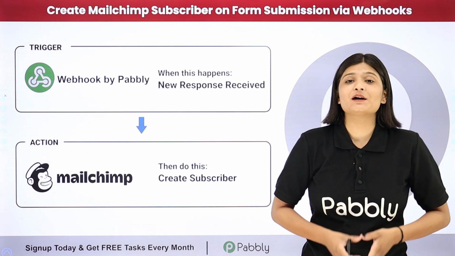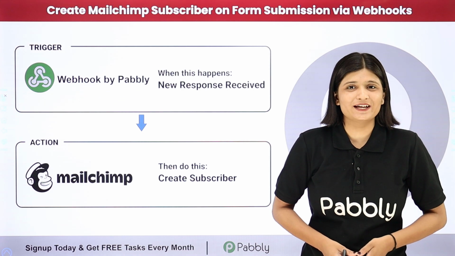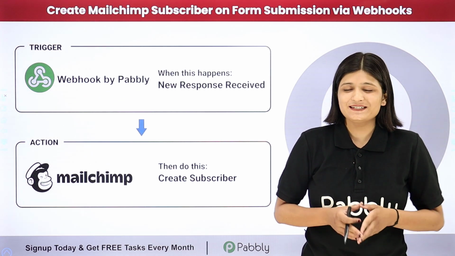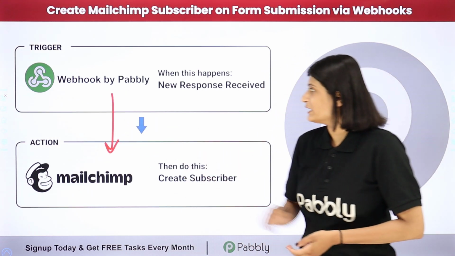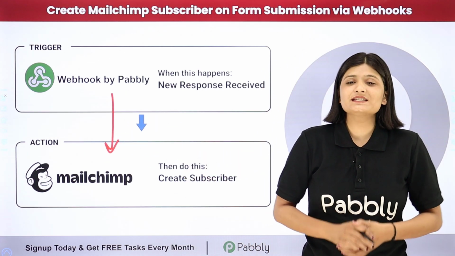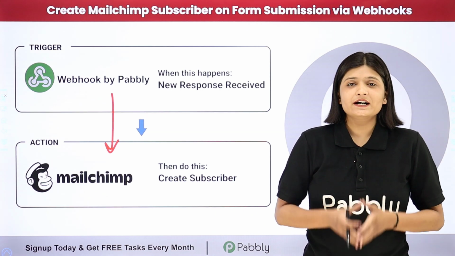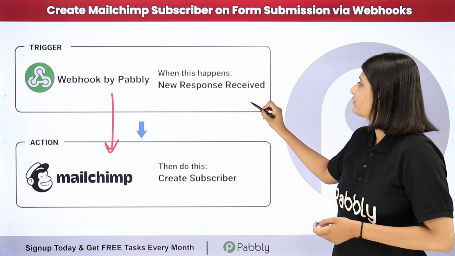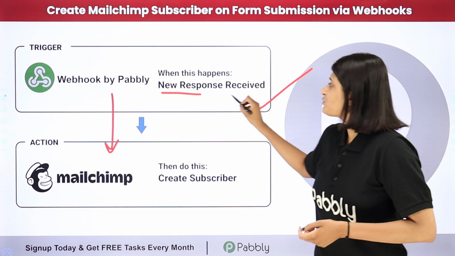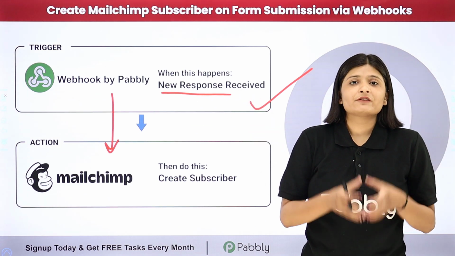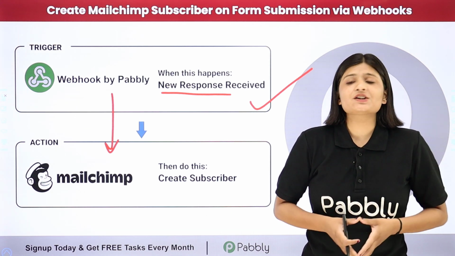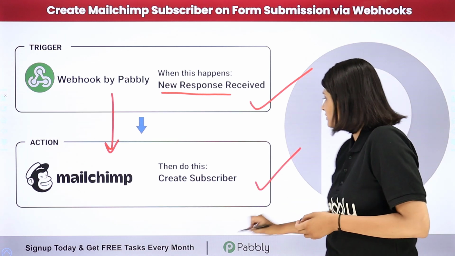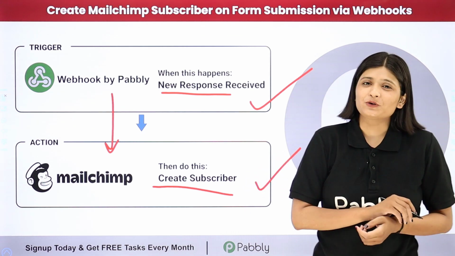So Pabbly Connect is an amazing automation and integration software which requires no coding or programming skills. Here I just need to build connection between Webhook by Pabbly and MailChimp. Pabbly Connect runs on two principles, which is trigger and action. Here as my trigger application, I am going to take Webhook by Pabbly, which will help me capture the response whenever a form submission will be made on Pabbly Form Builder, and then in my action application, I am going to take MailChimp, where the subscriber will be created automatically.